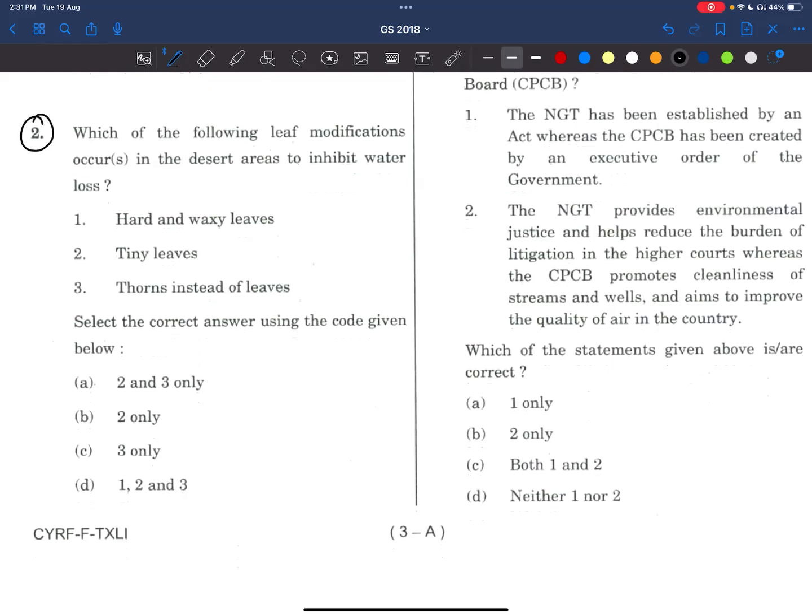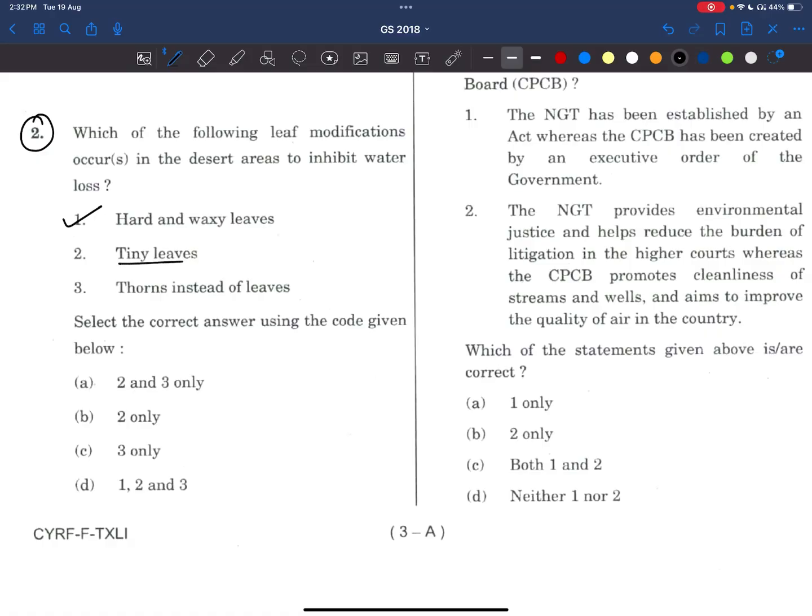Which of the following leaf modifications occurs in the desert areas to inhibit water loss? Let's try to visualize a few things. See here, in the deserts we find dates, cactus, small leafed shrubs. Hard and waxy leaves, yes, so that water loss is reduced. Because of transpiration, water will be lost through leaves, right? So when it is wax coated or hard leaves, the transpiration will be reduced. So in this way, they can store water.